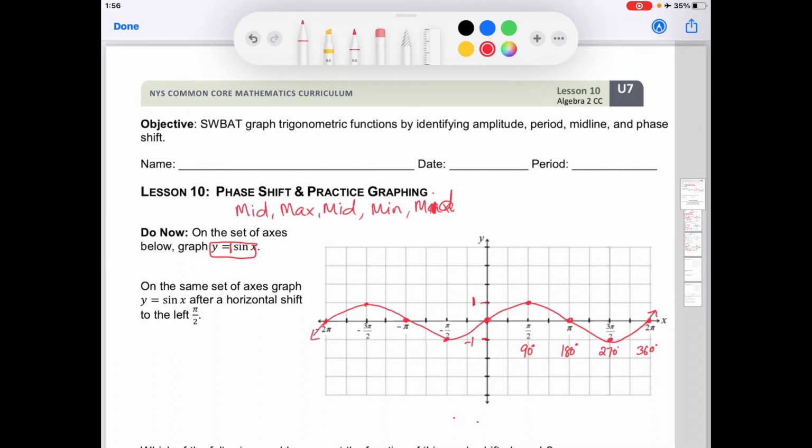Now it's saying on the same set of axes, graph y equals sine x after a horizontal shift to the left pi over 2. Pi over 2 is the same thing as 90 degrees, so I'm going to shift everything 90 degrees. I'm going to literally take my points and shift them 90 degrees. So I'm going to work in this part of my graph first, and then you will see what I'm trying to do. I'm going to take this point, that's my mid, shift it 90, it would be here. Take this point, which was max at 91, shift it 90, and I'm going to do the same thing for all of them.